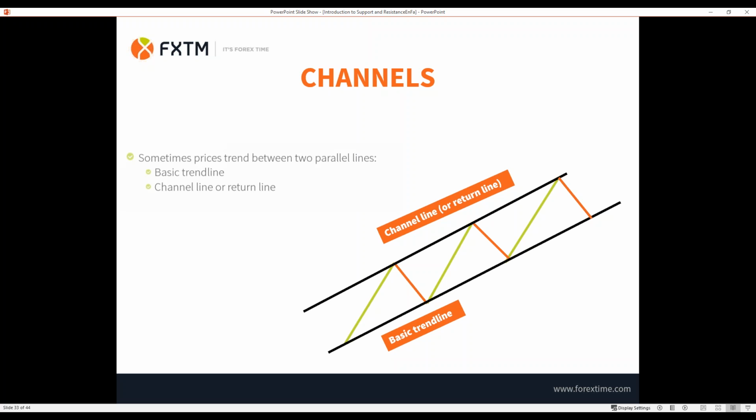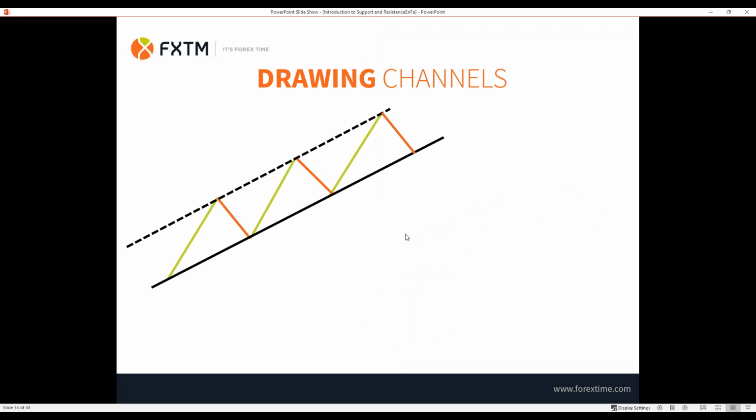How do you trade the channels, right? Or how do you construct them? Let's take a look. To construct the channel, you need a minimum of 3 points.